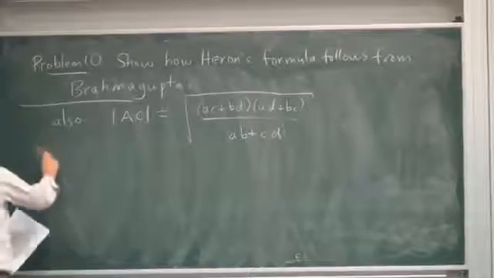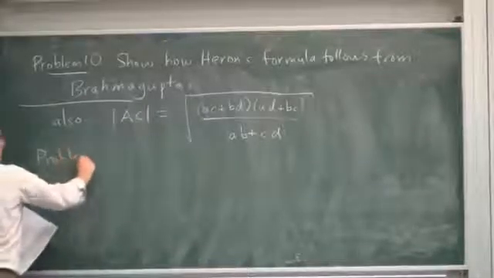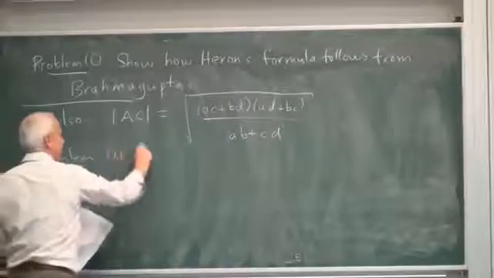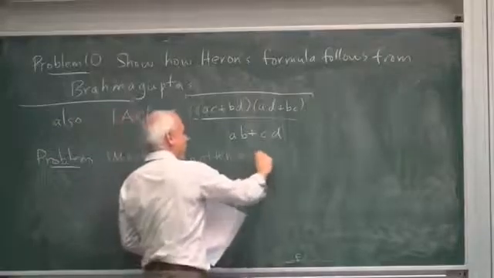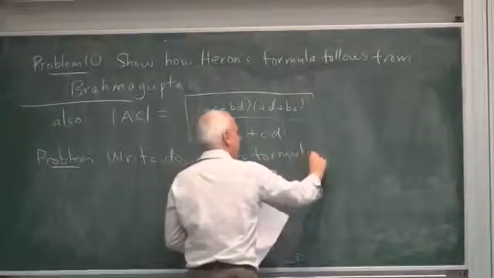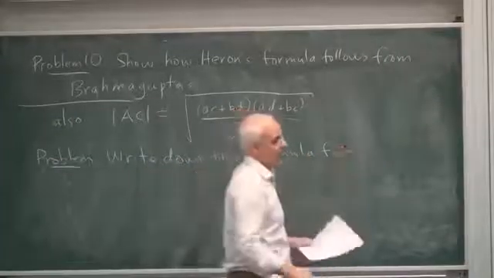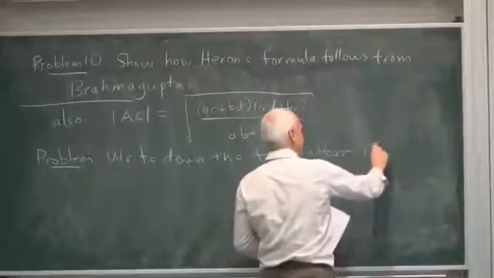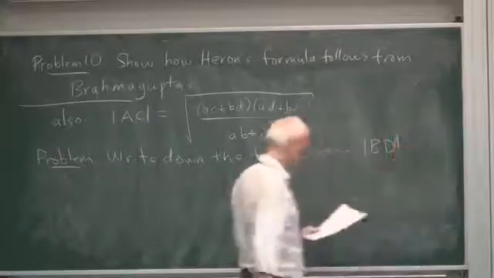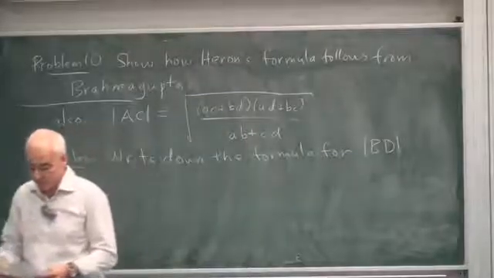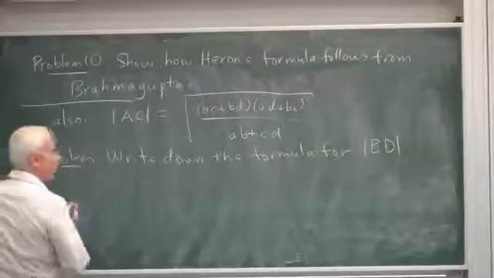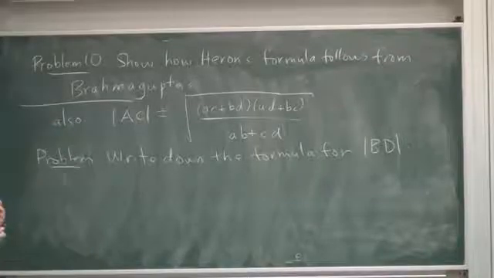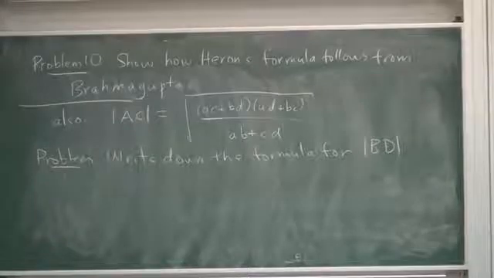But problem 11 is write down the formula for the other diagonal, for BD. So they did do some work in geometry, but it was certainly nowhere near that of the ancient Greeks. And this here is probably one of the highlights of it.